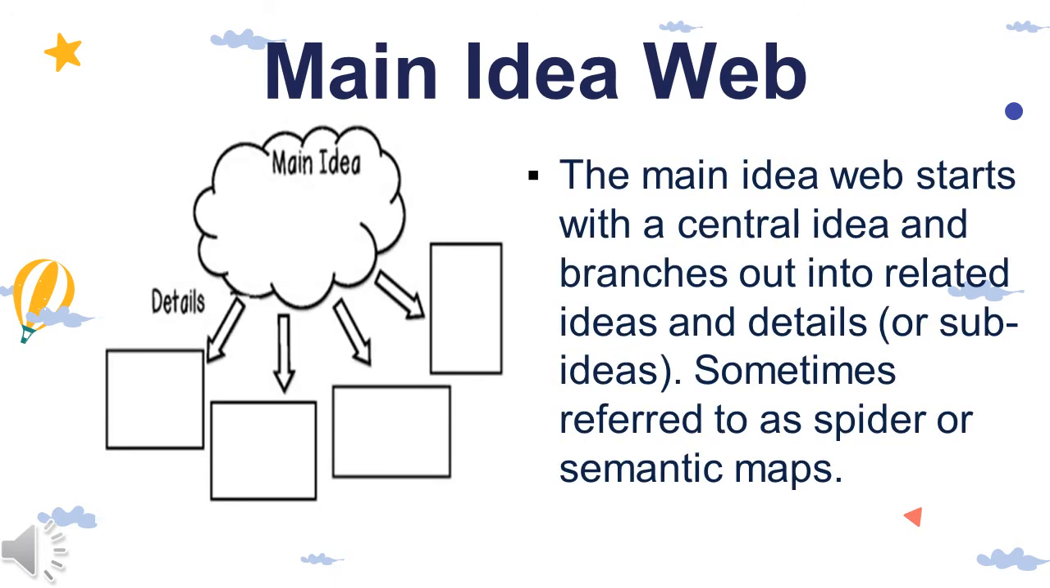And of course, we do have the main idea web. This one is a bit like a modified version. We are free to modify this kind of graphic organizer. We can use not only circles, squares, or rectangles, but we can also apply some of the existing shapes. Here, class, the main idea web starts with the central idea, of course, and then you branch out the related ideas and details, otherwise known as sub-ideas or subtopics. Sometimes it is referred to as a spider or semantic map.